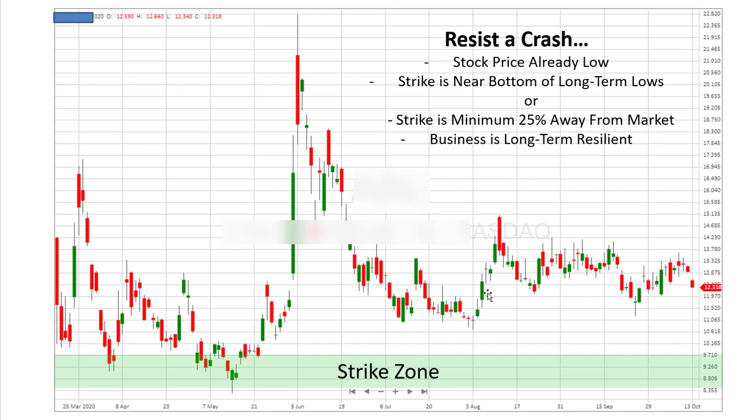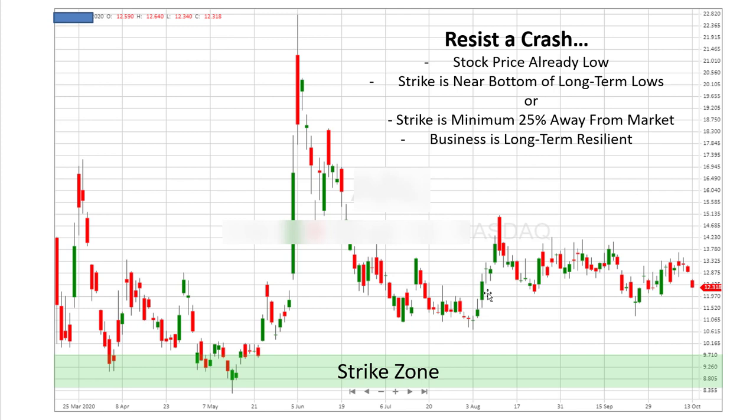The strike zone is going to be either near the long-term lows or below the long-term lows, or it's going to be at least a minimum 25% away from the market. And actually, it has to be and. It doesn't have to be near the bottom of the long-term lows if it's still 25% away or more. If it's still 25% away, then I'll do that. What I won't do is if the strike is near the bottom of the long-term lows but is only 10% away. I have a minimum overriding distance that the strike needs to be away from where the market currently is, and that's where I'm going to sell the strike.